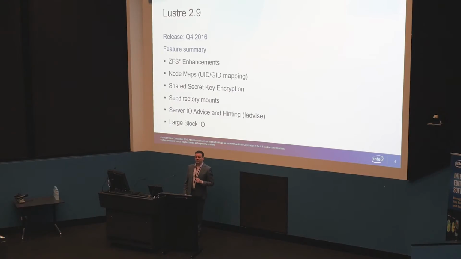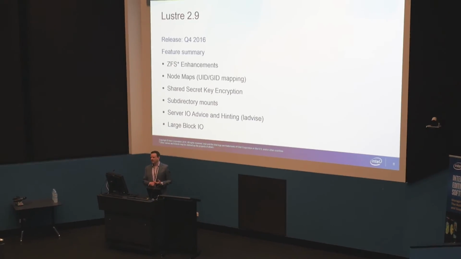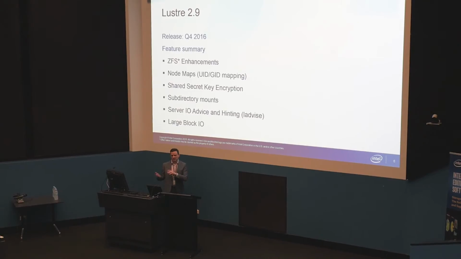Subdirectory mount extension is landing, coming in place, so you can actually isolate a part of the namespace to a client, and then some work around an fadvise-equivalent feature for I/O hinting in Lustre, and then large block I/O support as well for large-scale streaming I/O. How large is large? I think it goes up to about 16 megabyte IOs, something like that sort of range.